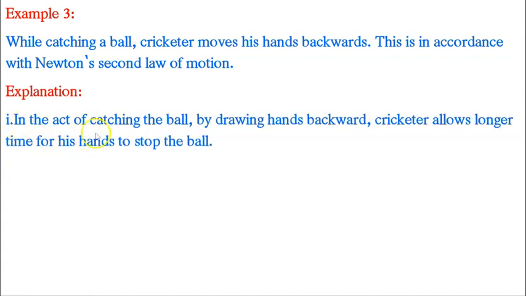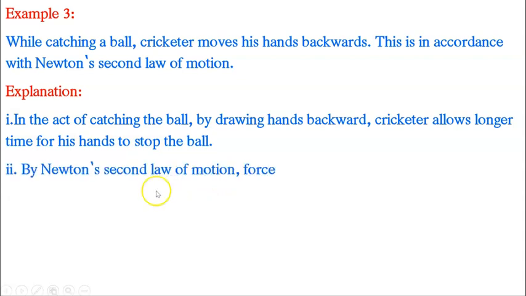Explanation. In the act of catching the ball, by drawing hands backward, the cricketer allows a longer time for his hand to stop the ball. As time increases, the momentum of that ball decreases.